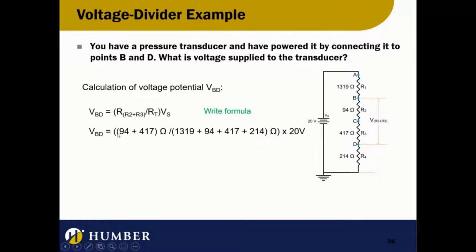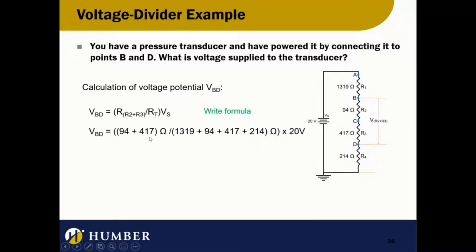If you wanted, you could just write 94 plus 7, 417 divided by the total resistance. I'm fine with that. I'm just unpacking it so that you can see the full explanation. And then I write the answer. It's that simple. I got 5 volts. So if I were to stick a DMM on here and measure voltage, I would have 5 volts. If I needed to run something that needed 5 volts, I could hook it up to here, and it would have 5 volts to run.